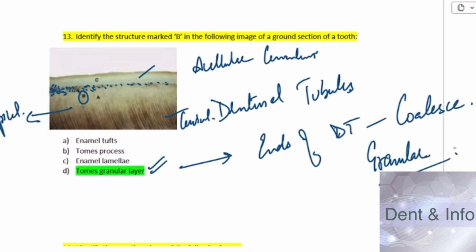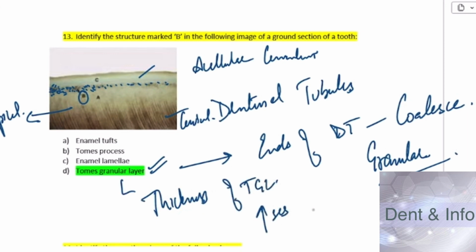Like in enamel, we have seen gnarled enamel. Similarly, here this is Tomes granular layer. The dentinal tubules are entangled with each other. So when we are taking the tangential sections, it appears in the form of granules. The thickness of Tomes granular layer increases as we move from the cervical third towards the apical third. Okay.